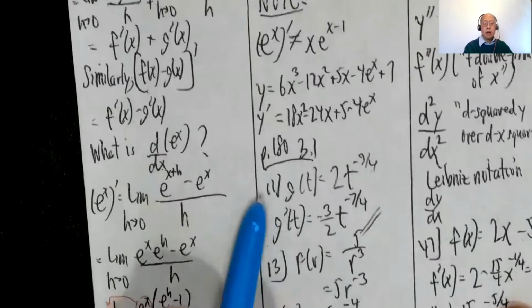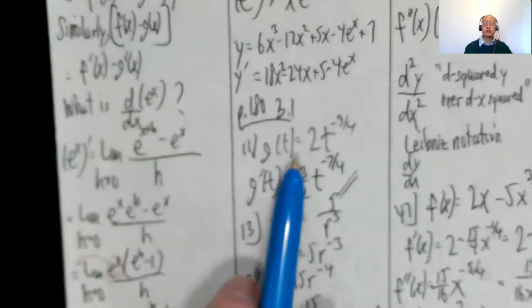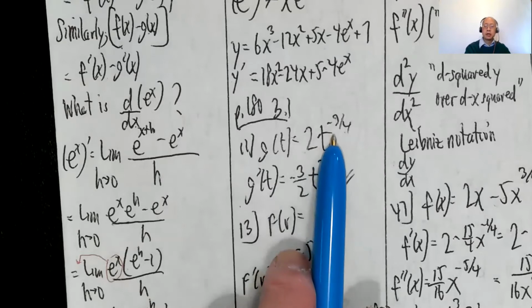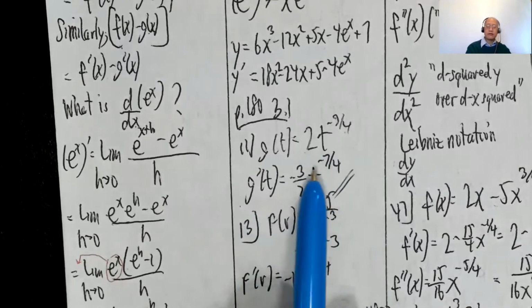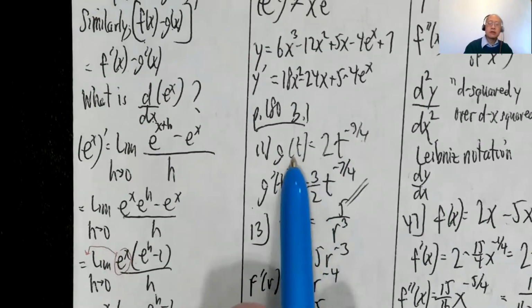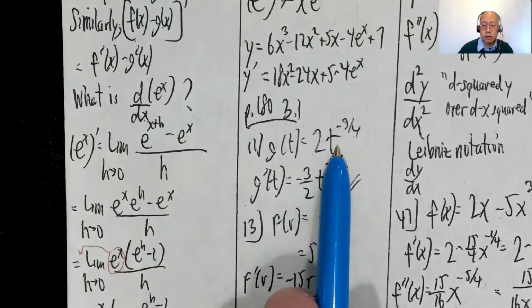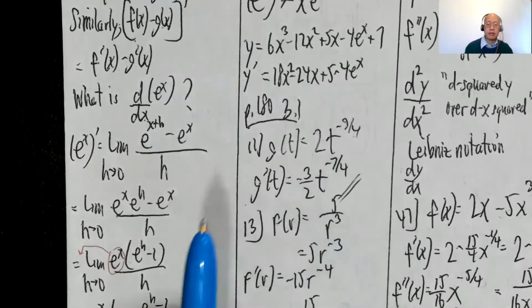Number 11, g of t is 2t to the negative 3/4. So the derivative, multiply that by that, negative 3/2 t to the negative 7/4. Okay, you are allowed to leave the answer with a negative exponent if the original had negative exponents. So we can stop right there.